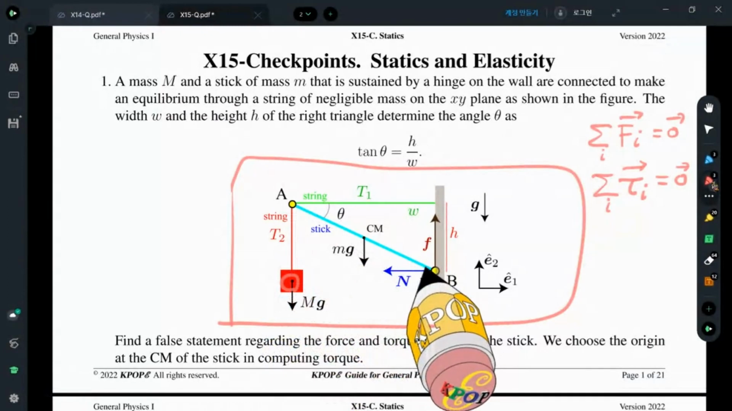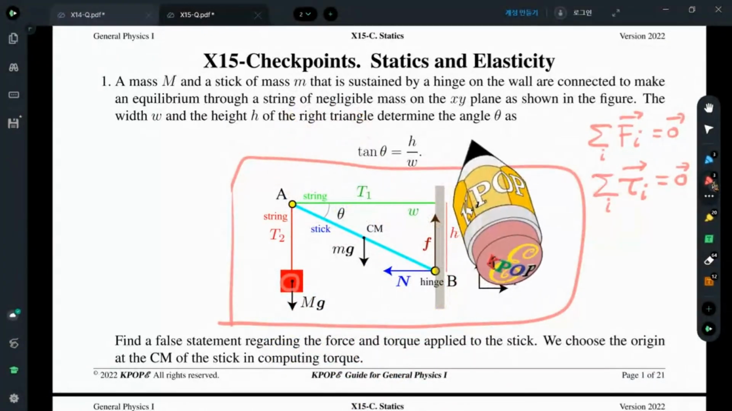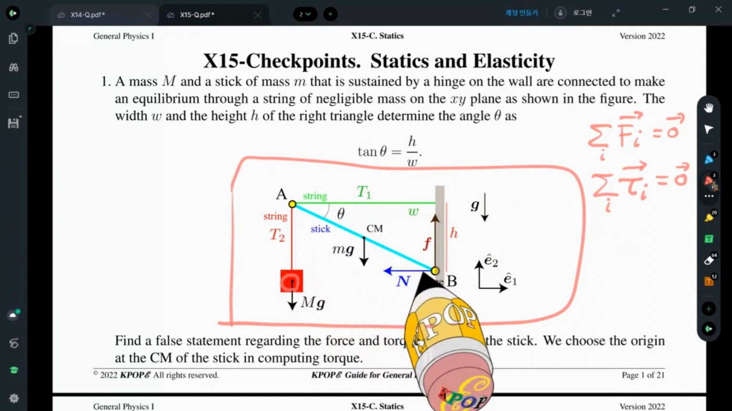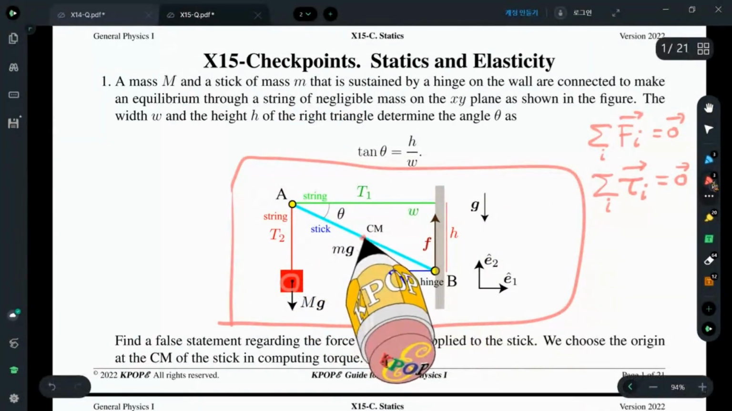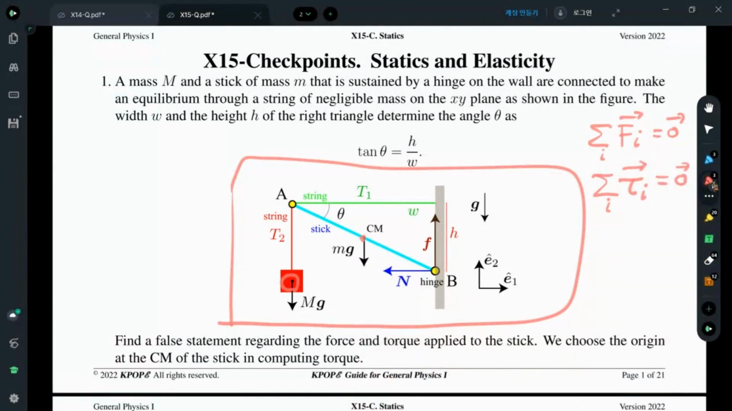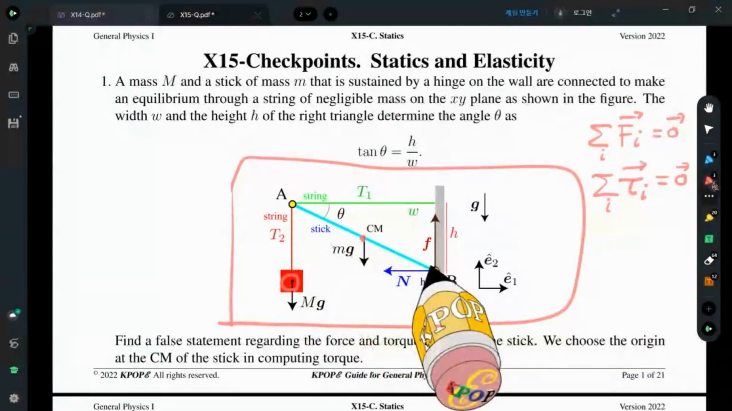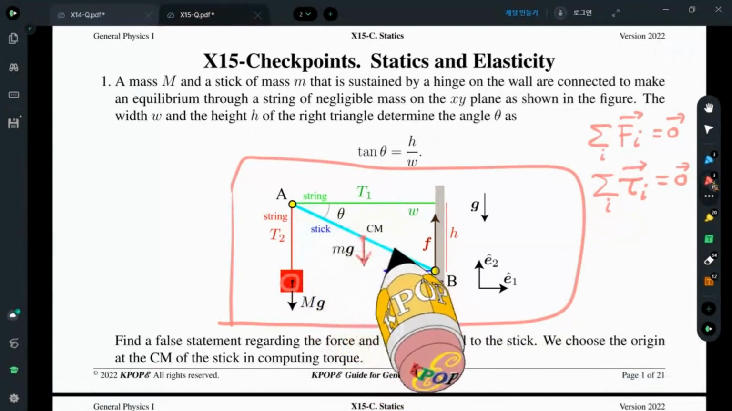There is a stick, and it has its own mass, so gravitational force is applied. To simplify our analysis, we have chosen a uniform stick. Then the center of mass is at the center. So when we compute the force or torque, the force applied to a rigid body is applied to the center of mass. So this is the central point of the stick.